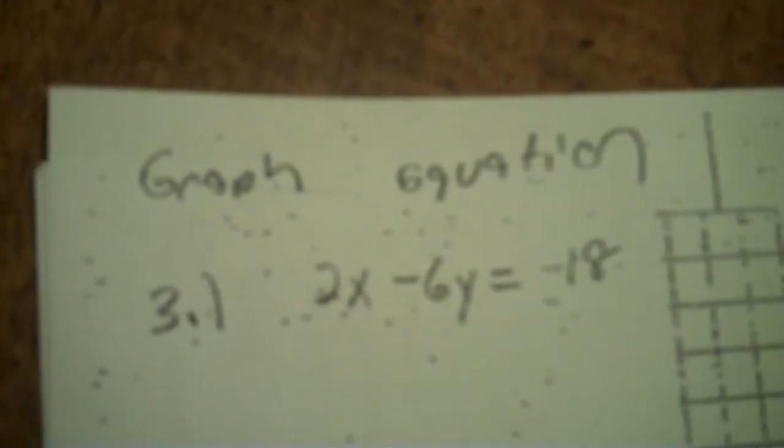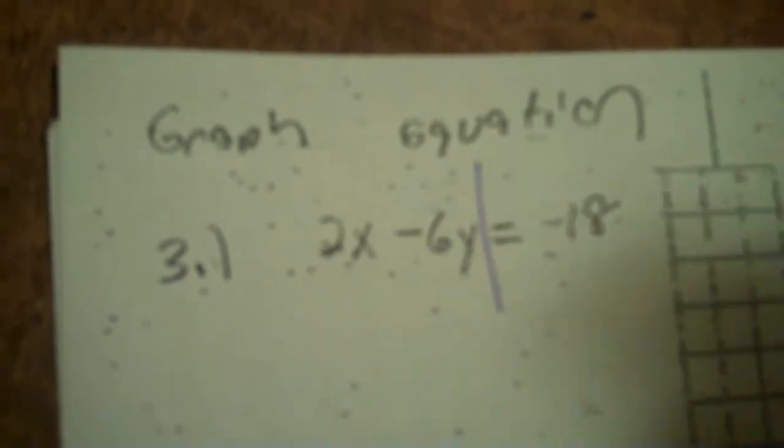Okay, now number 3, you're not quite as lucky. Is y here? Yup. Is x here? Yup. Is the y by itself? No, it's not. So don't label it m and b if the y is not by itself. Okay, we have to get the y by itself.